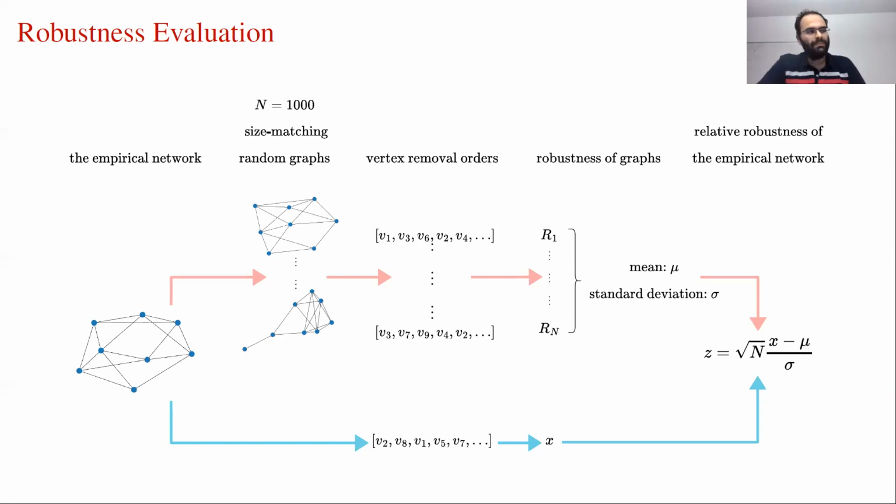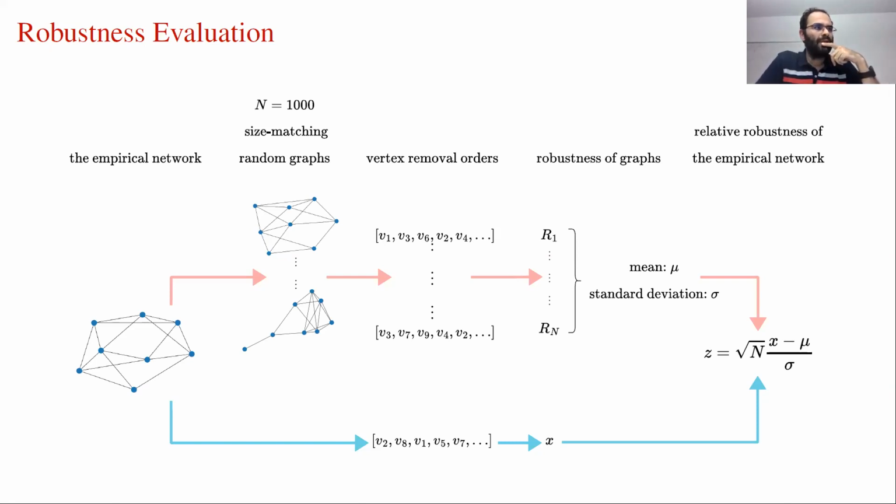So, for example, if we would like to evaluate whether a network is robust yet fragile, then what we would like to see is this z-score to be positive if the vertex removal strategy is random failures, but the z-score being negative if the vertex removal strategy considered is targeted attacks.